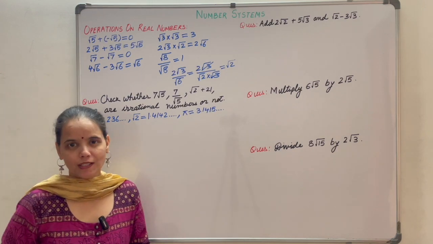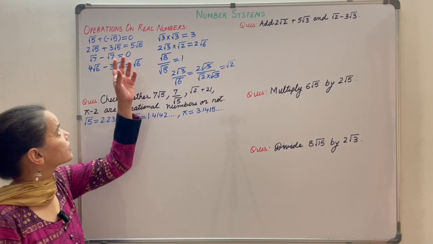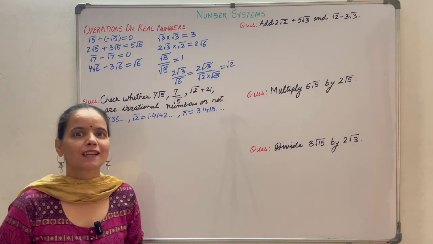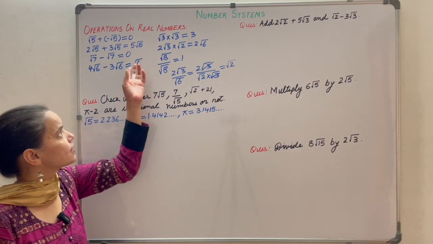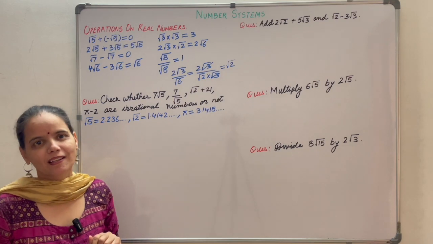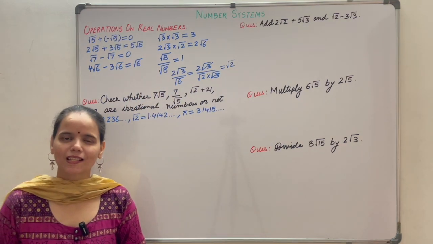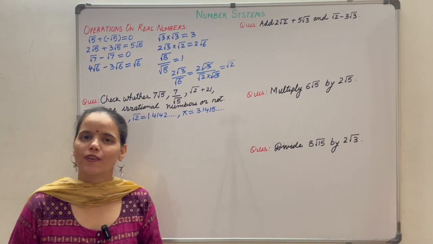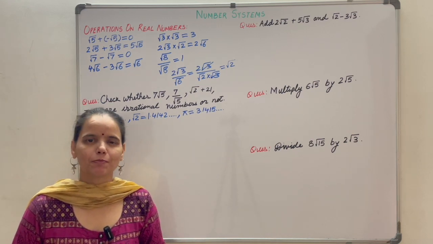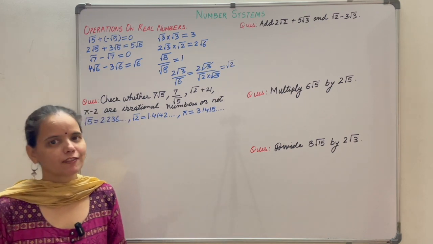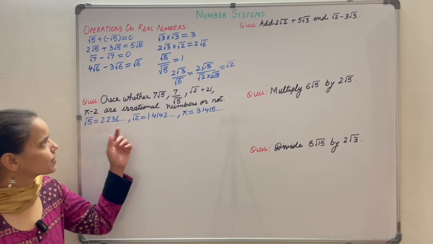So you must have noticed that whenever we are adding, subtracting, multiplying or dividing any two irrational numbers, sometimes we are getting a rational number and sometimes we are getting an irrational number. Let us now discuss what happens whenever we add, subtract, multiply or divide a rational number with an irrational number. We are going to understand this with the help of this question.